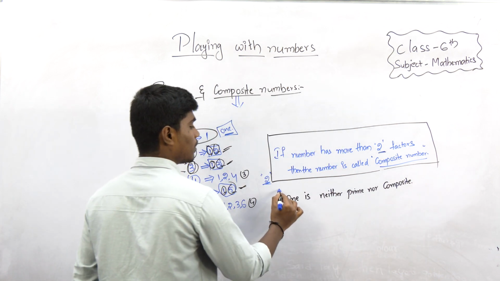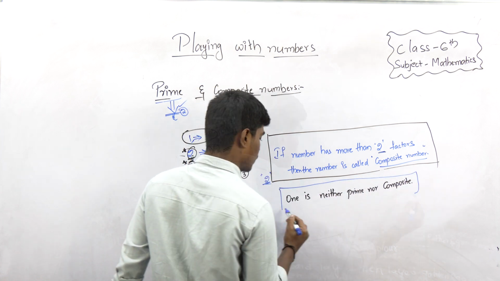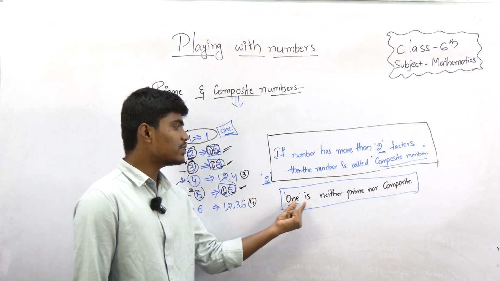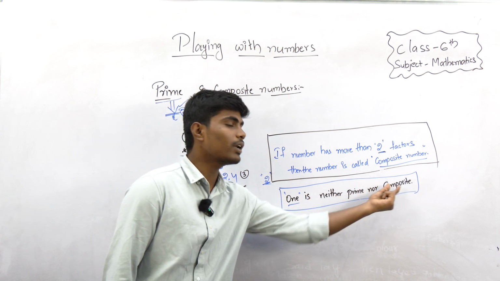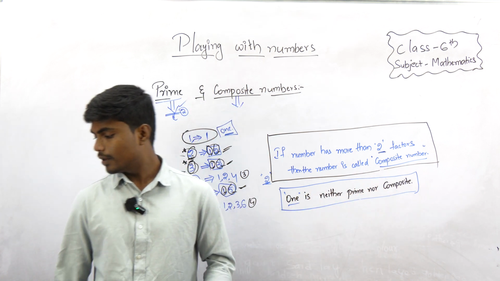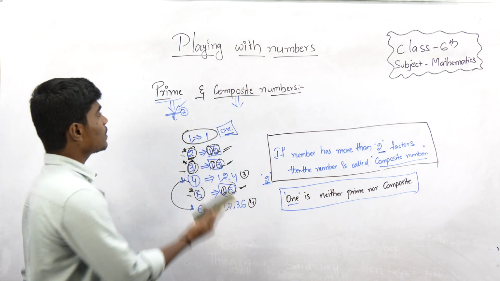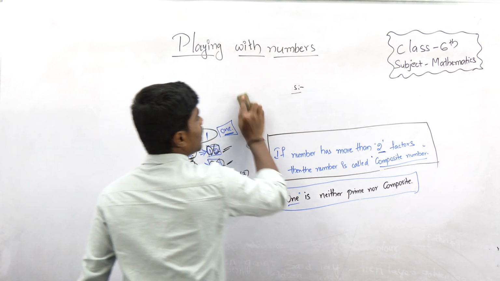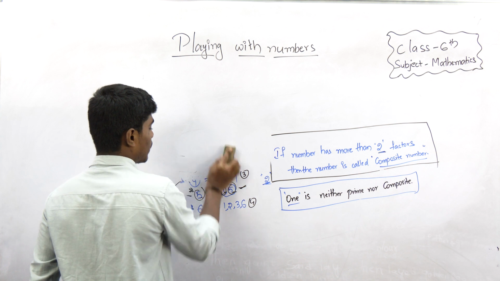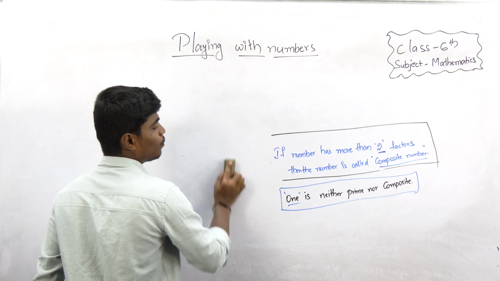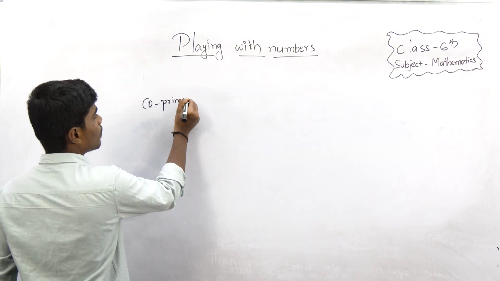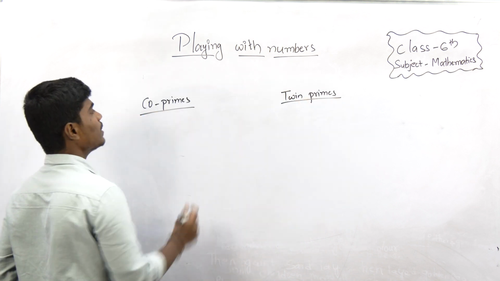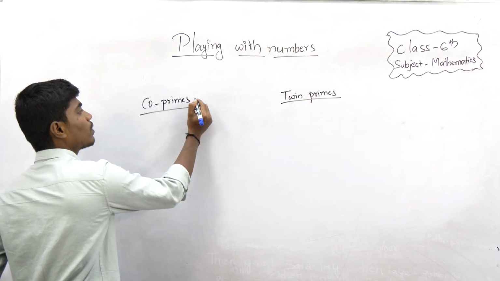Okay, here 1 is neither prime nor composite, which means 1 is not a prime number and 1 is not a composite number. Okay, we have discussed what are prime numbers and what are composite numbers. Now let's discuss co-primes and twin primes.